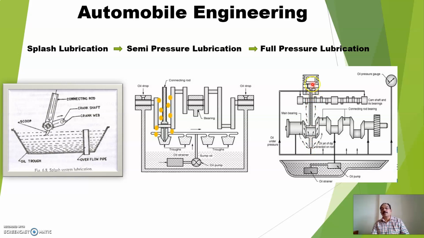The oil is supplied from the bottom side of the piston to lubricate the cylinder. On the dashboard, you can observe the oil pressure. The oil pressure gauge is installed in the dashboard where the driver is sitting, so you can always see the oil pressure gauge. So this is the difference between the splash lubrication, semi-pressure lubrication, and full pressure lubrication.